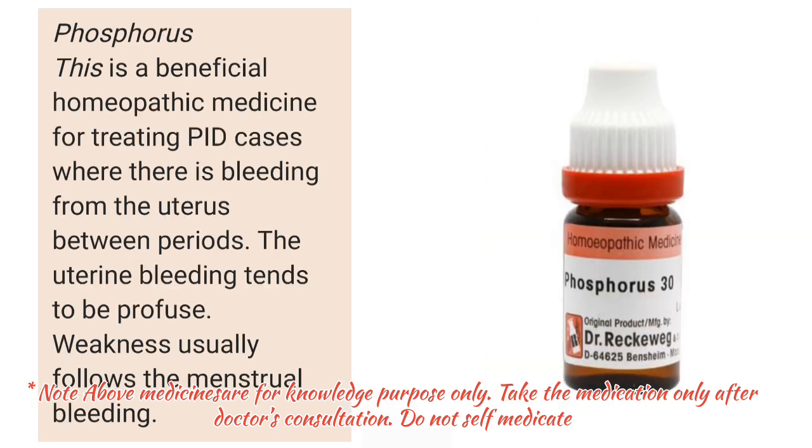Phosphorus is a beneficial homeopathic medicine for treating PID cases. The uterine bleeding tends to be profuse. Weakness usually follows the menstrual bleeding. Leukorrhea of white or watery mucus may be present.